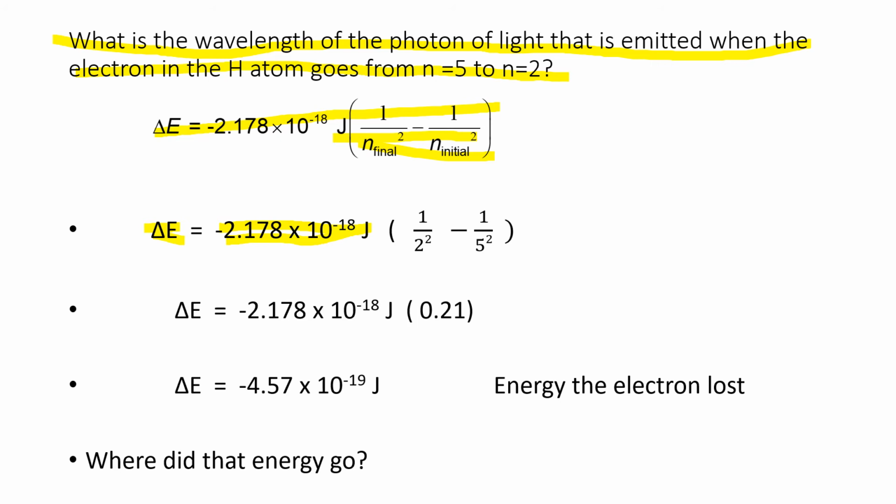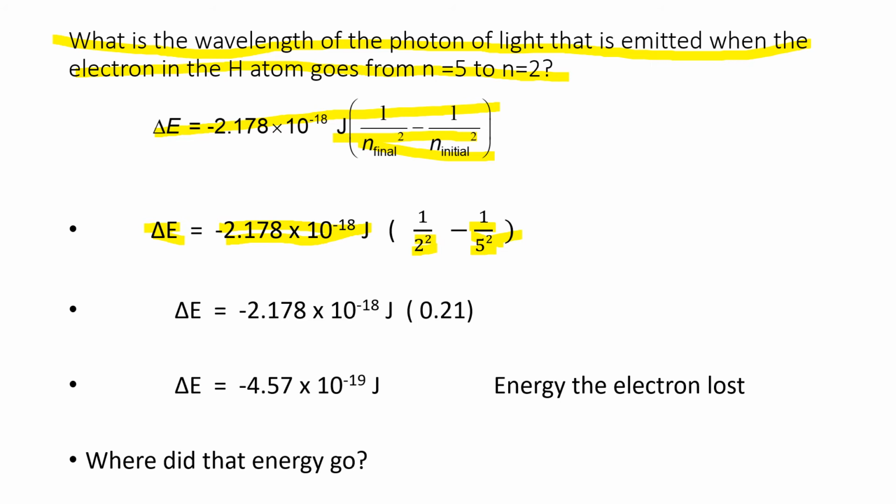And final, that's the ending spot, the final spot for the electron. In this transition, it ends at n equals 2. That's its final destination. So I have 1 over 2 squared. Where does it start at? Well, it starts at n equals 5. So that's where I'm getting this 5 squared in this equation.